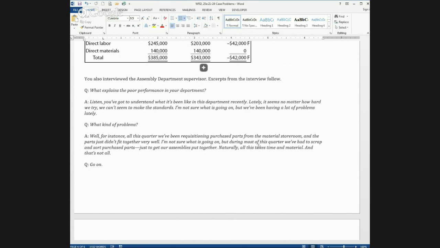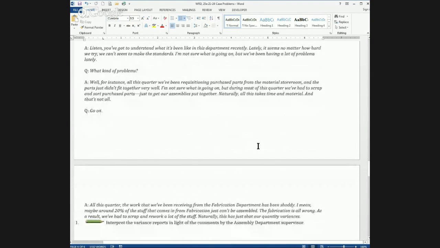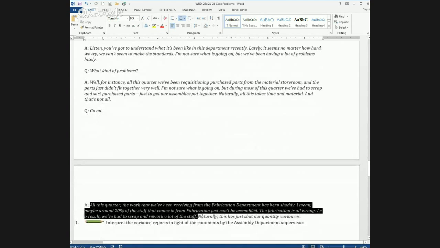And essentially, the assembly department manager says, well, all of this quarter, we have had to rework stuff. The stuff that they received from the fabrication department has been shoddy, and the manager is hot and says maybe around 20% of the stuff that comes from fabricating just can't be put together. The fabrication is all wrong, and as a result, we've had to scrap and rework a lot of the stuff. And naturally, this has just shot our variances all to heck.